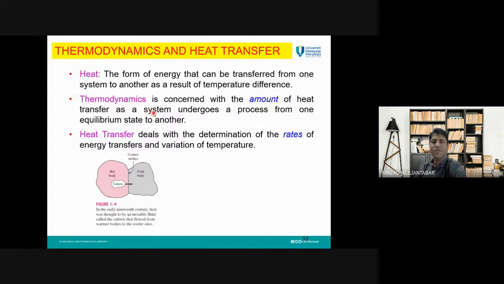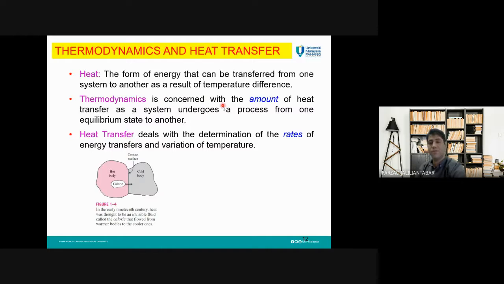But here in heat transfer, we mainly focus only on heat transfer from one system, or from one body to the other one, or from one system to the surroundings, or to the other system. And you can see the difference between these two. These two sentences are prepared here to show the difference between thermodynamics and heat transfer.